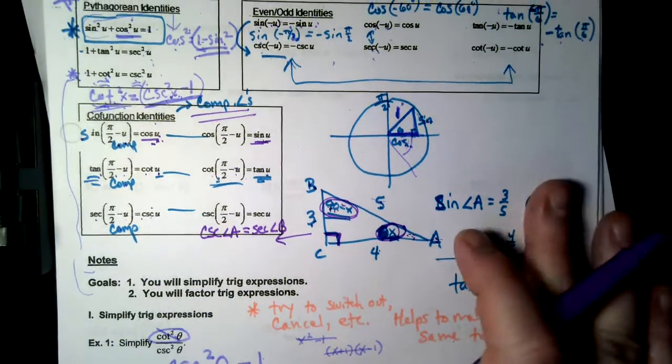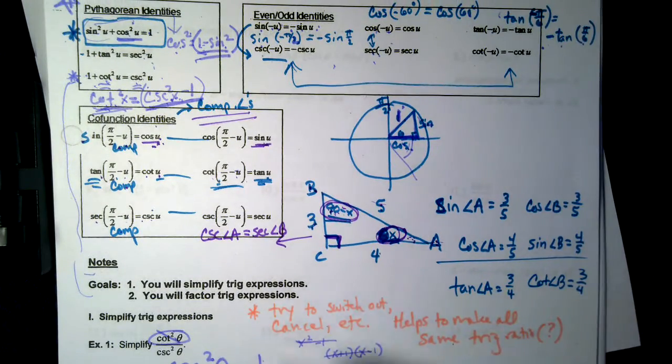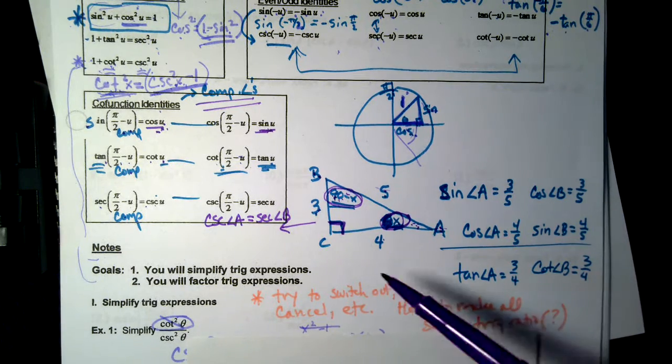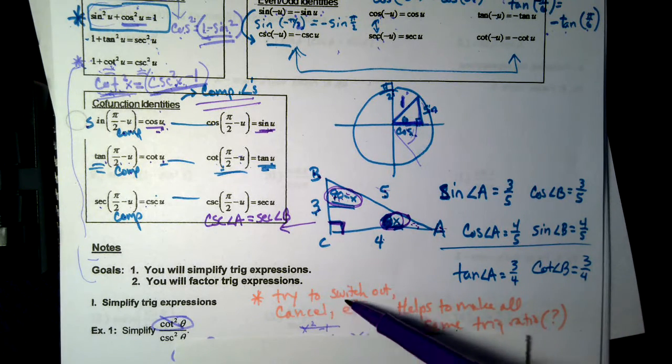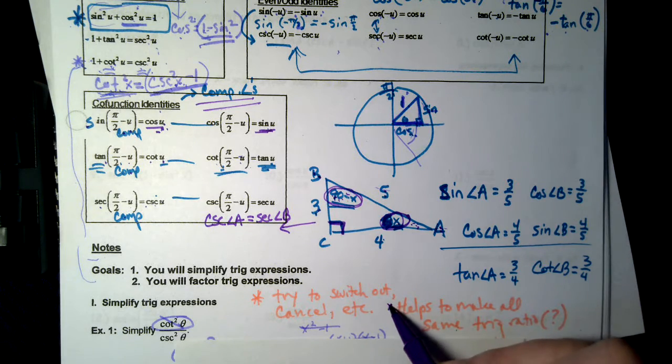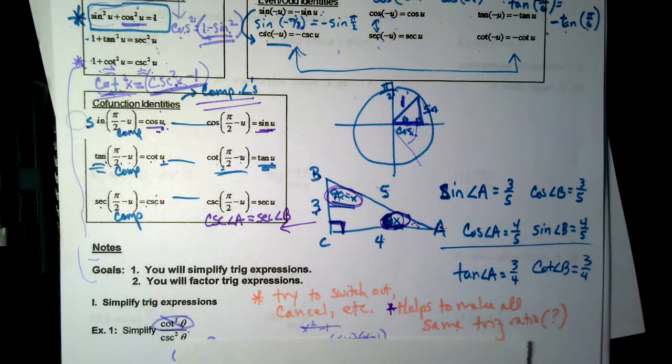All right, so last part, the important part. What do we do with these trig identities and stuff like that? So try to switch out, try to have things cancel like fractions. Often, this is usually a good way to do it, is try to make them all the same trig ratio. Make them all sines, make them all cosines, make them all cotangents, if that's what it is, something like that. So the first problem they give us is cotangent squared theta over cosecant squared theta.